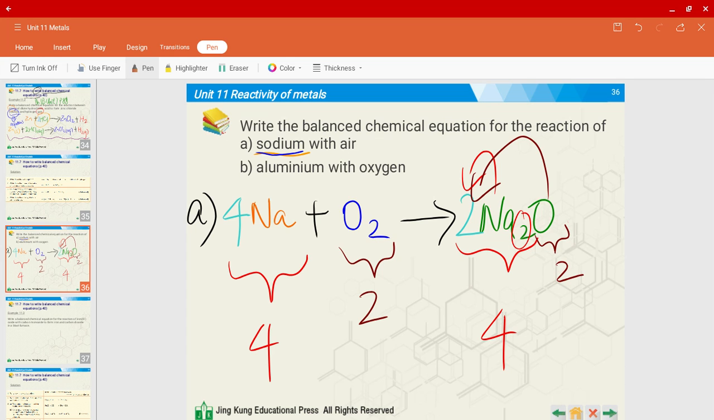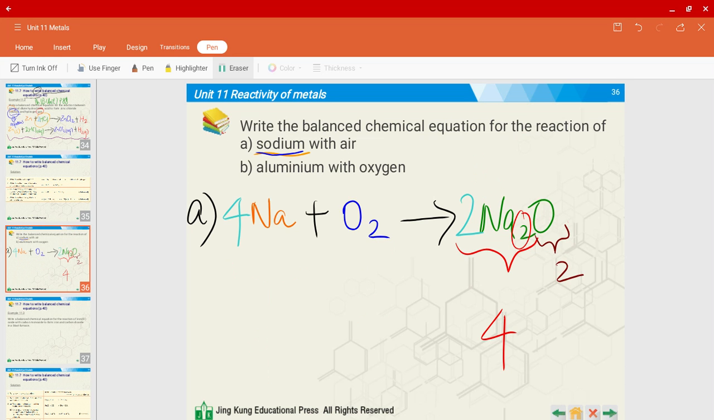So in total, as you can see on the left side, I have 4 sodium atoms. Right hand side, 4 sodium atoms. Left side, I have 2 oxygen atoms. Right hand side, I have 2 oxygen atoms as well. So overall, this is the final chemical equation. Is this the final, guys? No, I'm missing one thing. The physical states, the state symbols. So you can go and write it down.